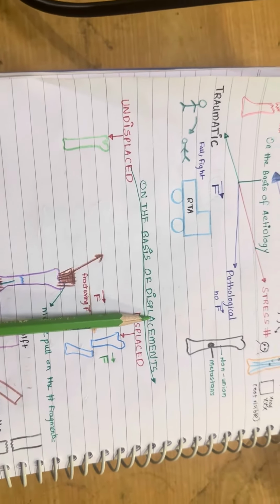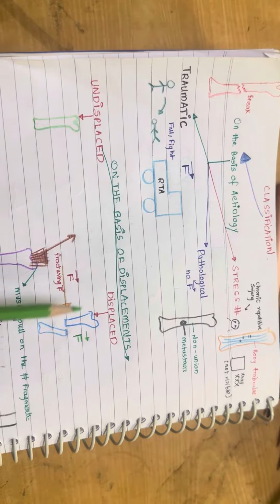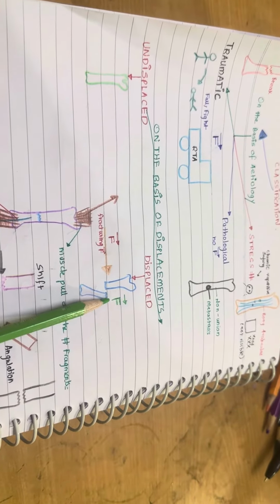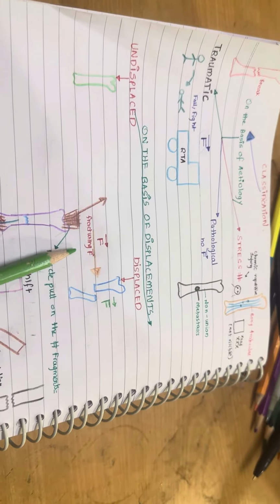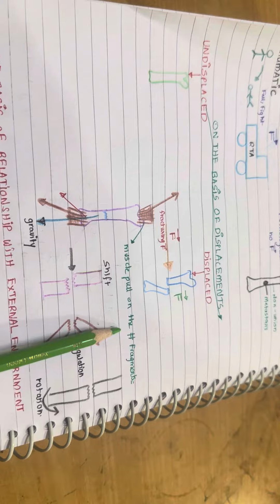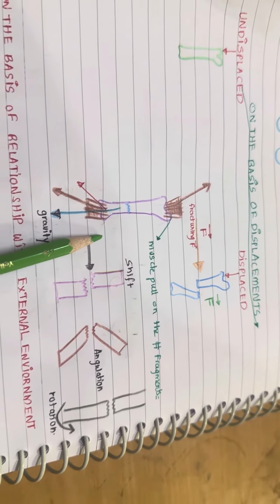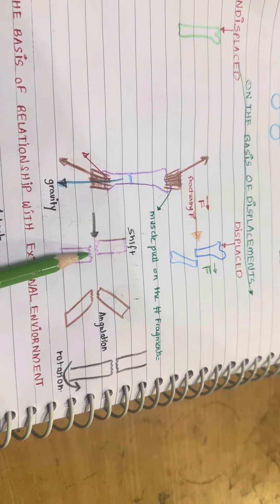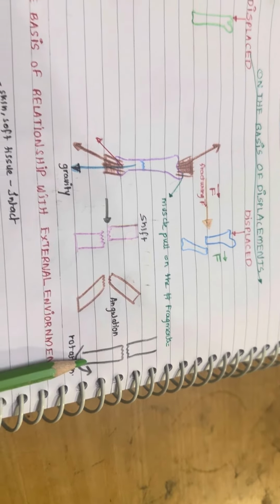On the basis of displacement: undisplaced and displaced. Displaced needs some force. There will be a fracturing force, a muscle pull on the fragment, and gravity also affects it. It can cause shift fracture, angulation fracture, rotational fracture.